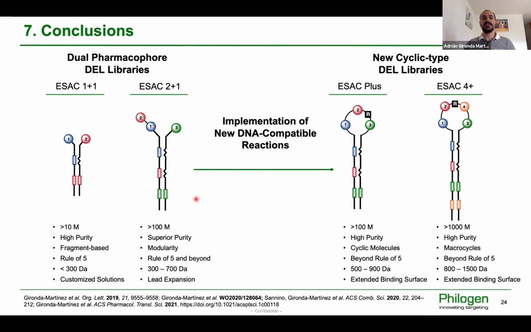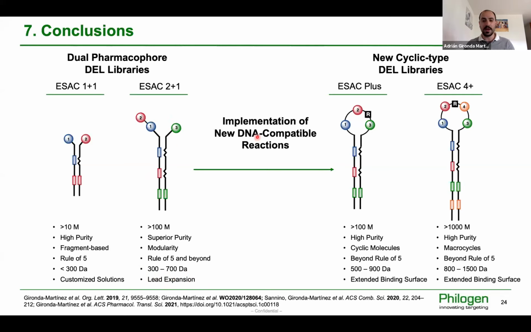So as a conclusion of this presentation, I would like to highlight that during the first years of my PhD studies, I was able to produce a new ESSAC 2+1 library in a dual pharmacophore setting. These libraries can be up to billions of compounds, and they have superior purity. They can be in the rule of 5 or even beyond rule of 5 in terms of Lipinski rules. And they also serve us to perform lead expansion campaigns using pre-identified hits and affinity maturation libraries.